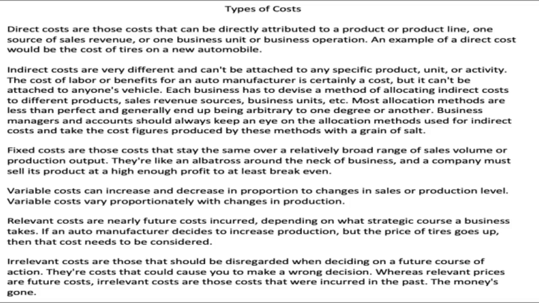Indirect costs are very different and can't be attached to any specific product, unit, or activity. The cost of labor or benefits for an auto manufacturer is certainly a cost, but it can't be attached to any one vehicle. Each business has to devise a method of allocating indirect costs to different products, sales revenue sources, business units, etc. Most allocation methods are less than perfect and generally end up being arbitrary to one degree or another. Business managers and accountants should always keep an eye on the allocation methods used for indirect costs and take the cost figures produced by these methods with a grain of salt.